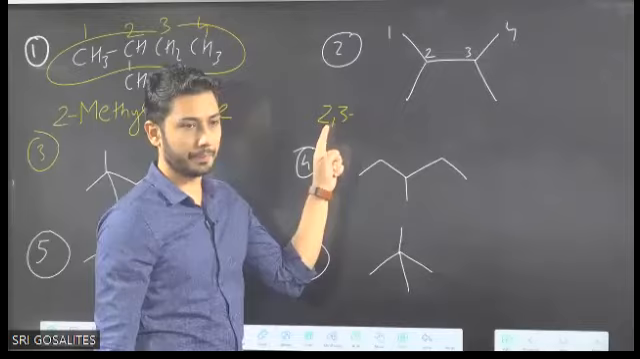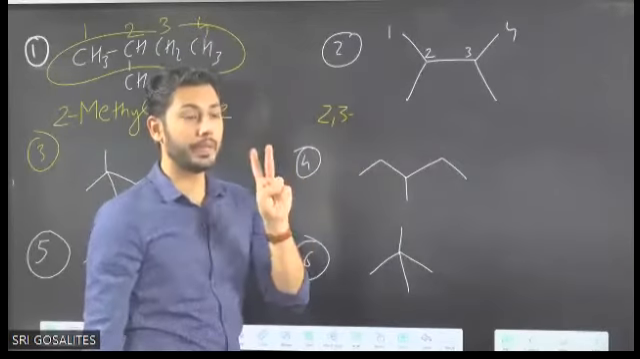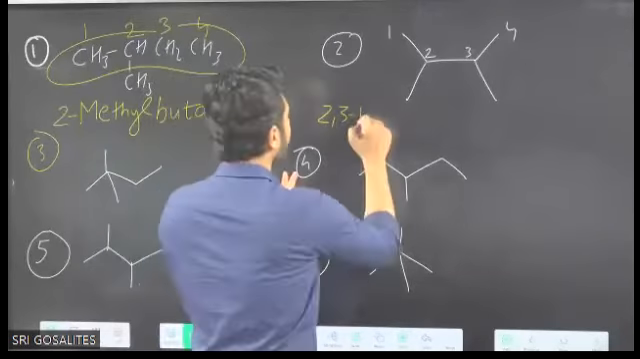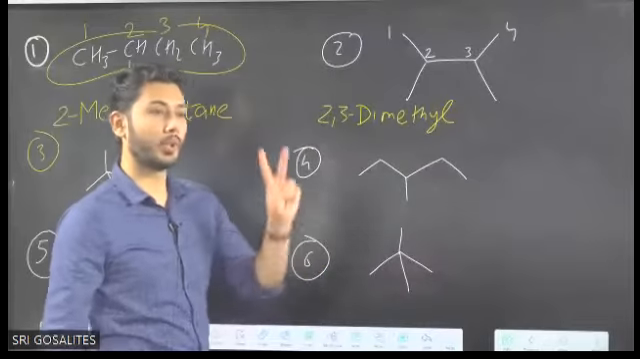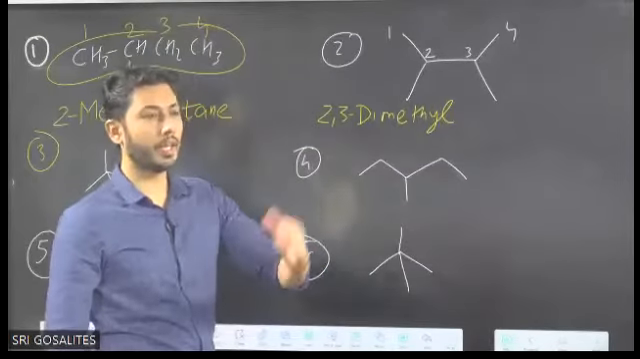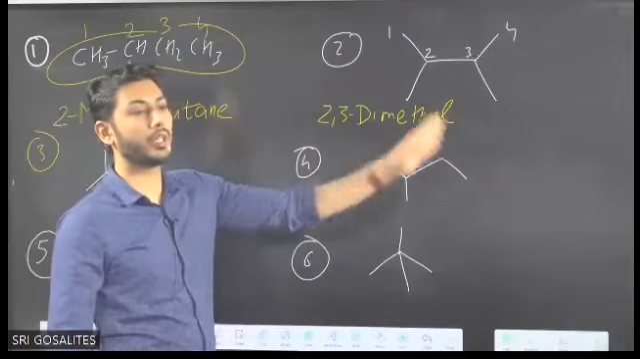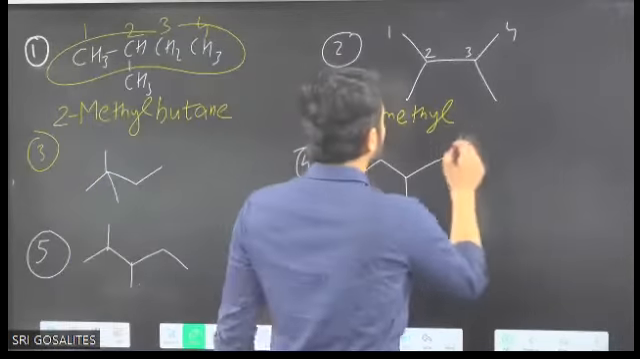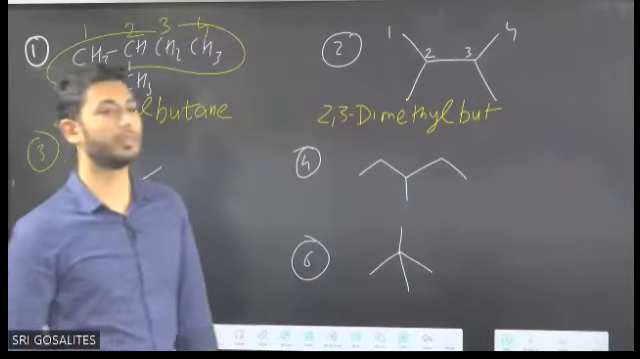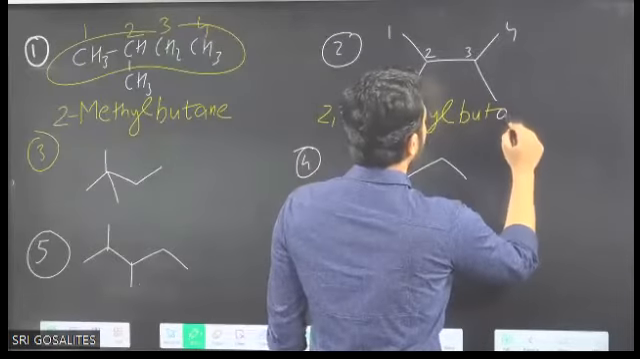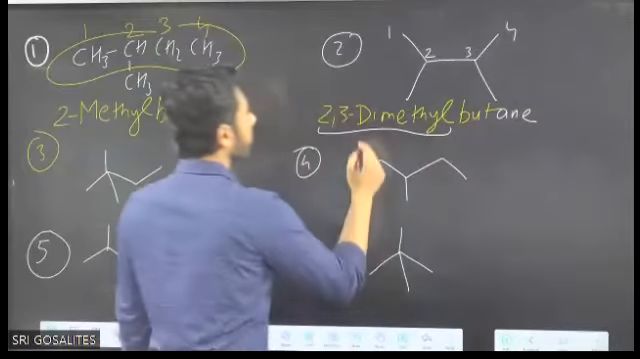Where? In the parent chain. Right? Then after 2, 3, how many times? Same prefix 2 times. Methyl. So what is used? Dimethyl. Why di? 2 times methyl. If it is 3 times, tri. Also mention in digits, second and third. Mention in digits, mention in alphabets also. After the prefix, then the parent chain, how many carbons? 4. So what is the root word? But. And then it is a saturated carbon chain. So it is ane.